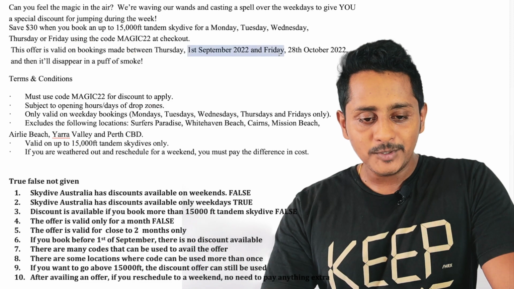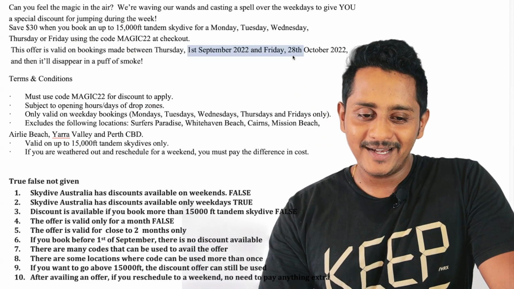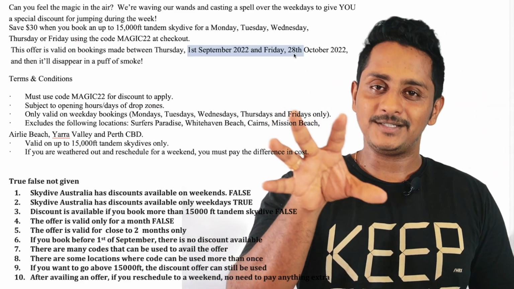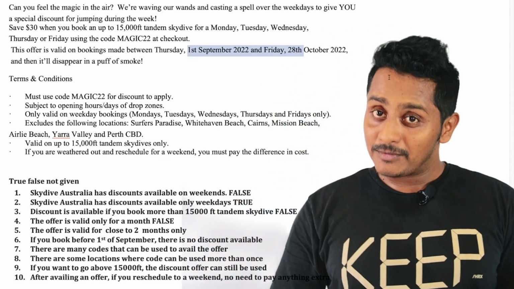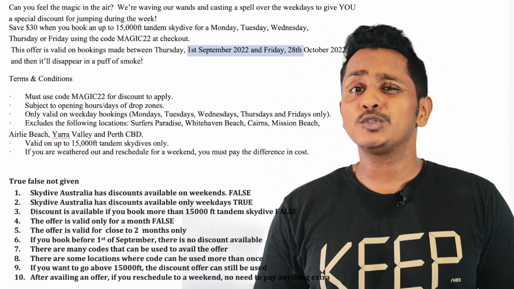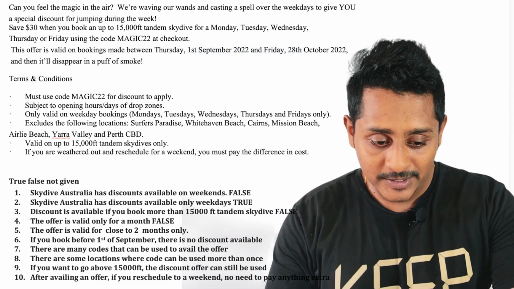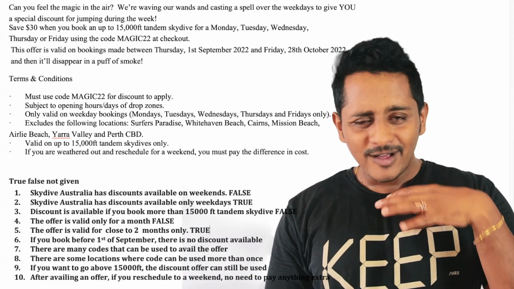Yes, it is 1st September to 28th October. 1st September, 1st October, 1st November. So it would be close to 58 days, which is close to 2 months. Close to 2 months only, 100% true. Hope you are getting it. This is exactly matching. It's all going to be easy.